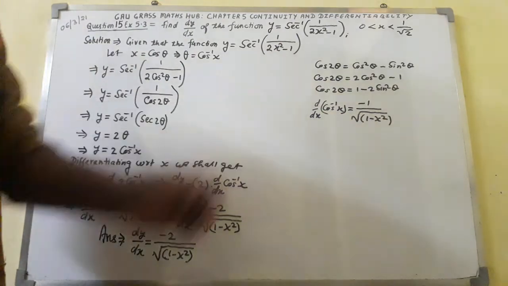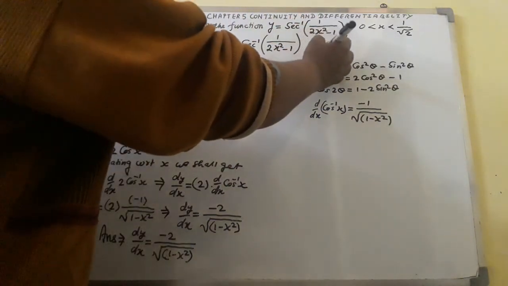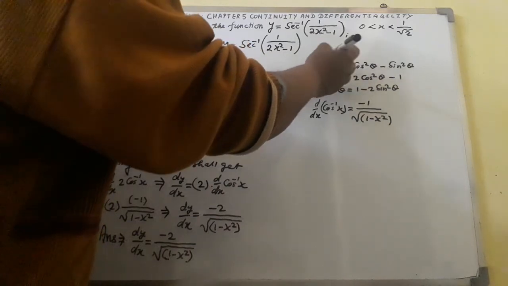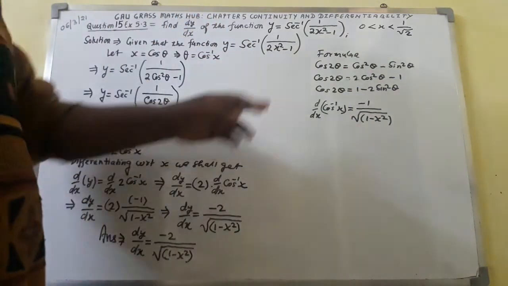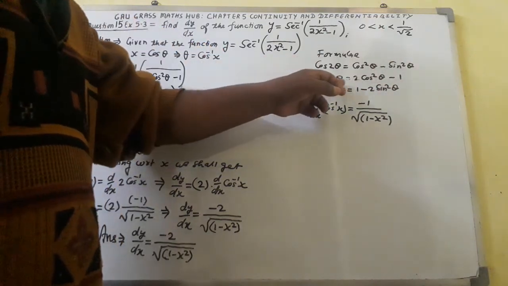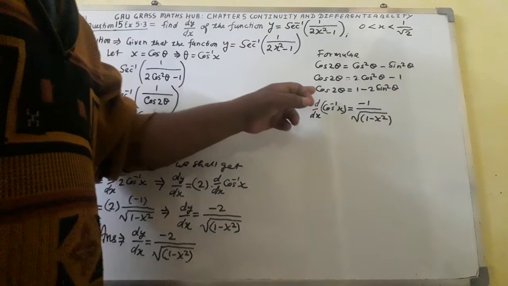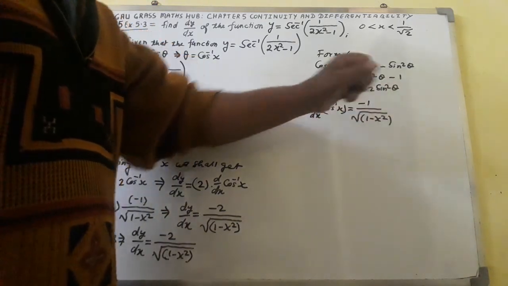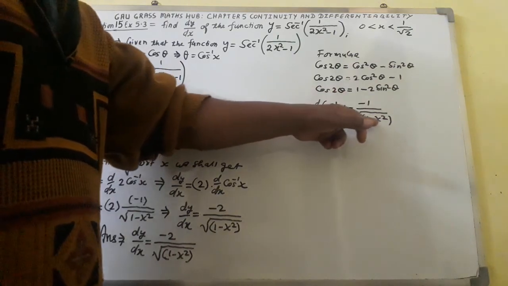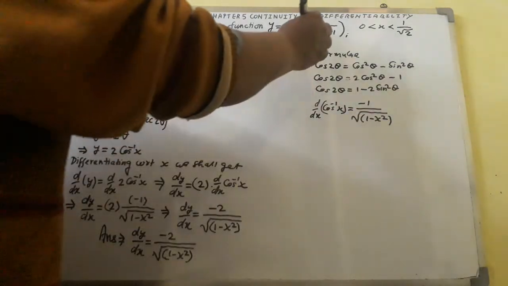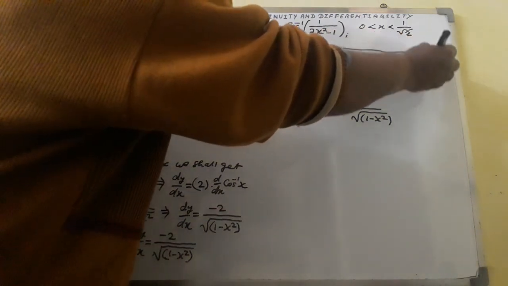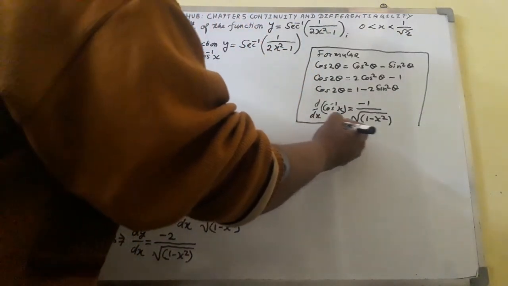These are some formulas you must remember. Cos 2 theta is equal to cos square theta minus sin square theta. Cos 2 theta is equal to 2 cos square theta minus 1. Cos 2 theta is equal to 1 minus 2 sin square theta. D over dx of cos inverse x is equal to minus 1 over under root 1 minus x square. These formulas are most useful in trigonometry as well as calculus.